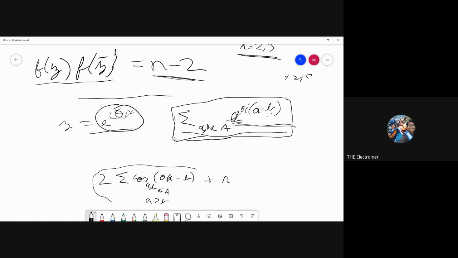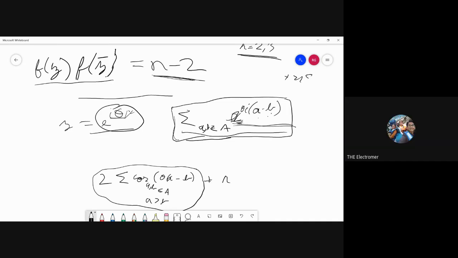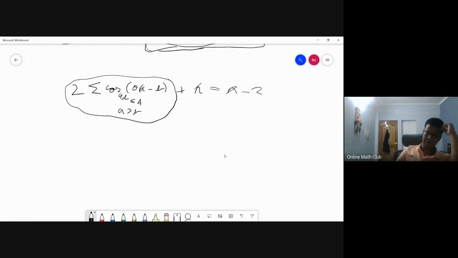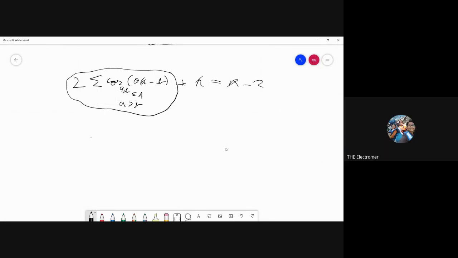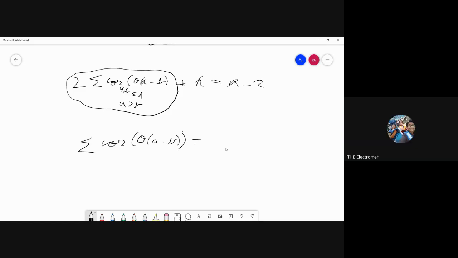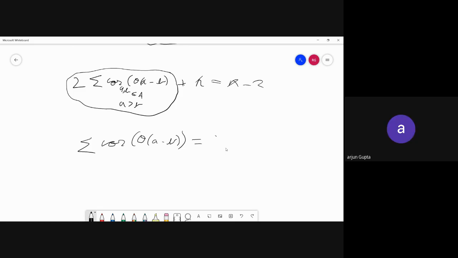Wait, why is it plus n? Because a greater than b, and the a equal b cases also, there are n of them. Oh yeah, okay. Now you're saying this should be n minus 2 and n goes away, so we want the sum of cos theta (a minus b) to be minus 1. Yes, and that actually turns out to be quite decent. This statement is pretty clean. You just want to find such a theta. I just didn't get how this suffices.